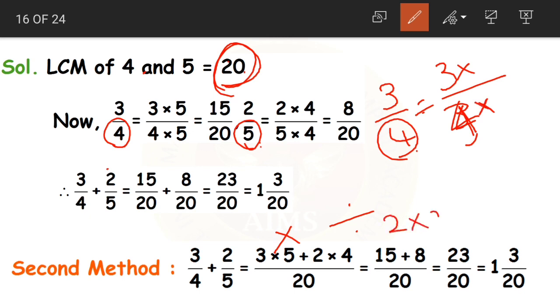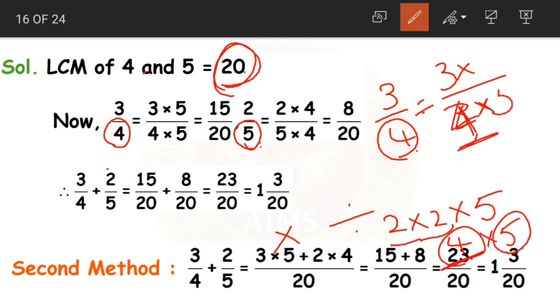Or else we can take the LCM. What LCM did we get? 2 into 2 into 5. Here 2 2s become 4, and then we have into 5. So 4 into 5. Now look at the denominator. We already have 4 from the LCM. 5 is missing, so multiply by 5. Multiply both the numerator and denominator with 5. Clear, students? Why are we multiplying 5? So that the denominator of this fraction becomes equal to the LCM.